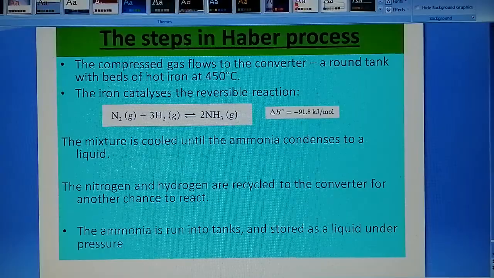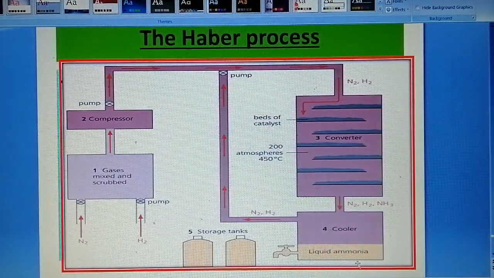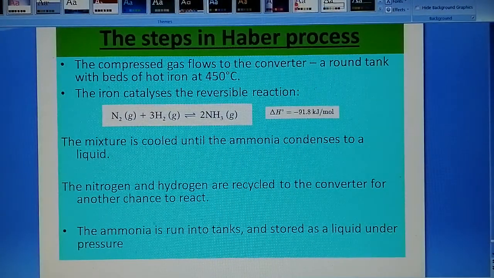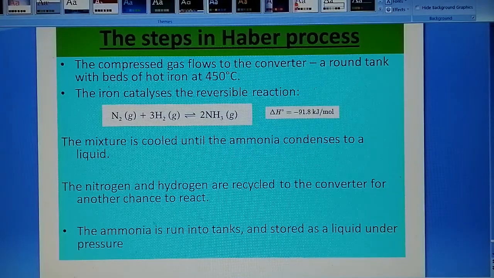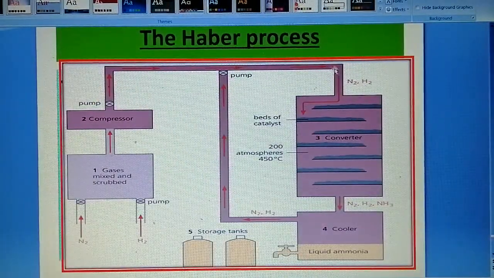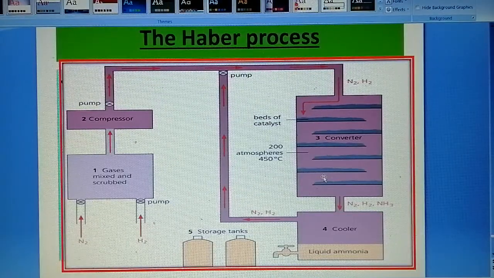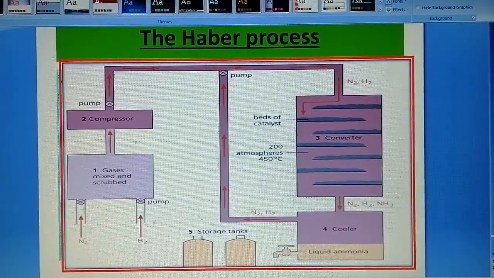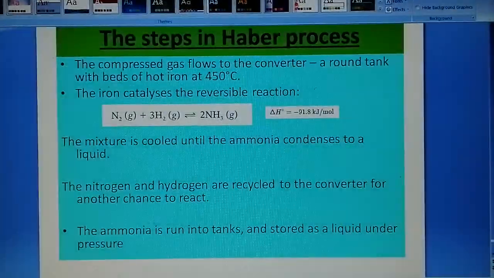Now the mixture is cooled to get liquid ammonia. The ammonia runs into tanks and is stored as liquid under pressure. As I told you, the nitrogen and hydrogen are recycled to the converter for another chance to react. They are passed again through the bed of catalyst, and the proper temperature of 450 degrees and pressure are applied so that they can react further and help in the formation of ammonia. So these are the main steps.